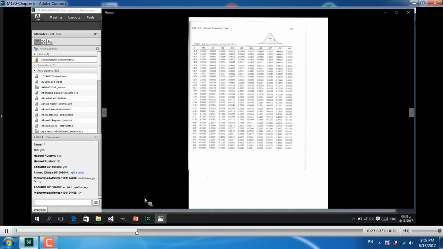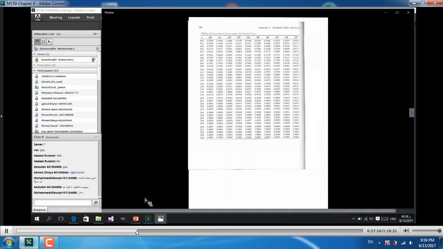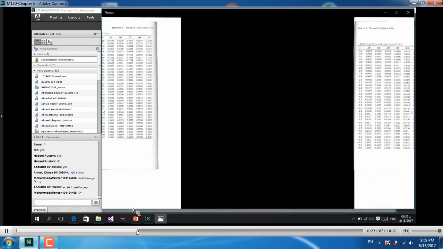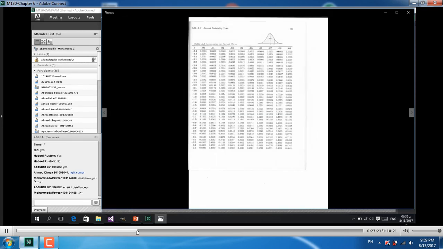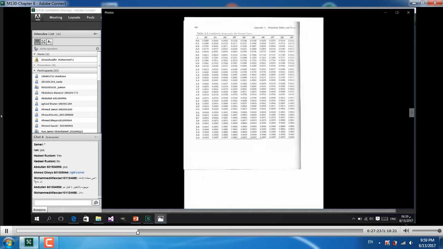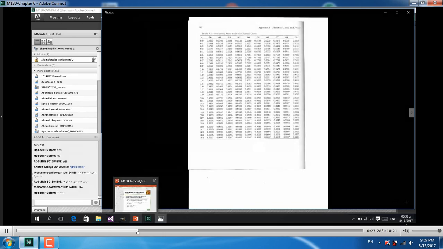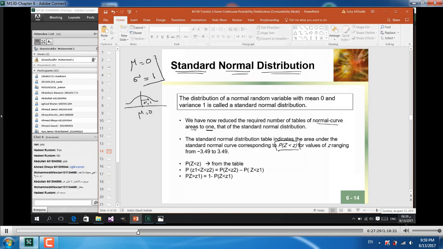Okay, so this table has two parts, a part for the positive values of Z and a part for the negative values of Z. The most important thing is that this table gives me Z less than z. Notice that in the standard normal distribution we refer to the variable with Z. For the normal distribution, not the standard, we use the letter X. For the standard, we use the letter Z. Put this in your mind. Okay? We will see what it means.